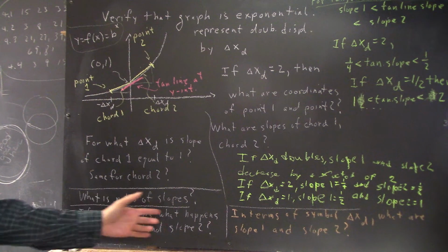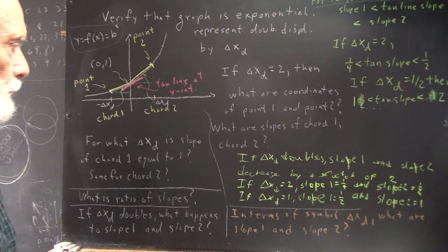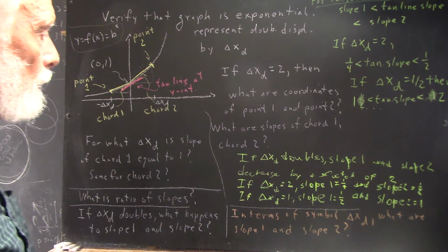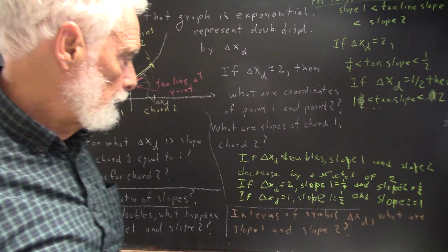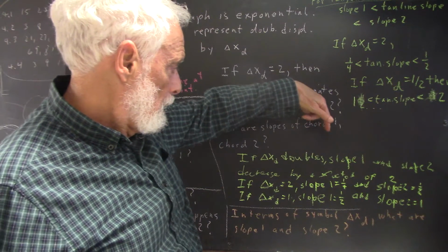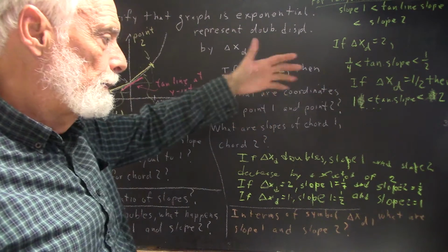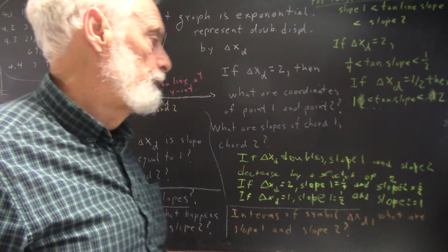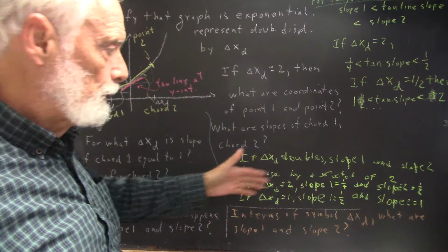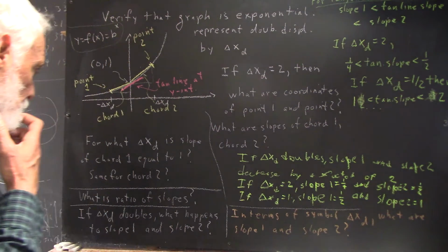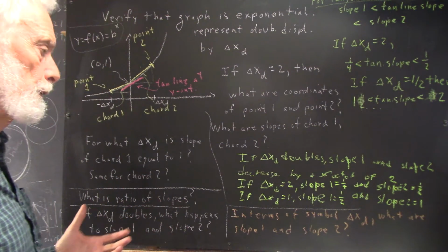Okay, in answer to this question, if delta x of d doubles, what happens to slope 1 and slope 2? Well, if delta x d doubles, our student indicated that slope 1 and slope 2 decrease by a factor of 2. Okay, they change by a factor of 1/2, and that's the same as decreasing by a factor of 2. So that's a perfectly good answer, and it turns out that that's true.